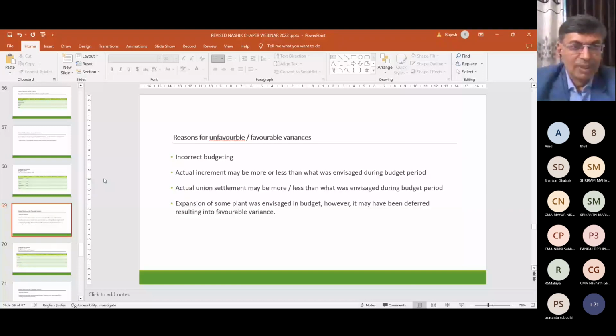Okay, it is well and good, but then it should be properly noted and documented that the effect of settlement is not provided in the budget, so that when the actual and budgets are compared, it may happen that the actual figure consists of the settlement effect while the budget is without the settlement effect. Whatever this settlement effect is, there should be a proper remark for the management, for the users, that because of the union settlement effect, the actual is more than budget.